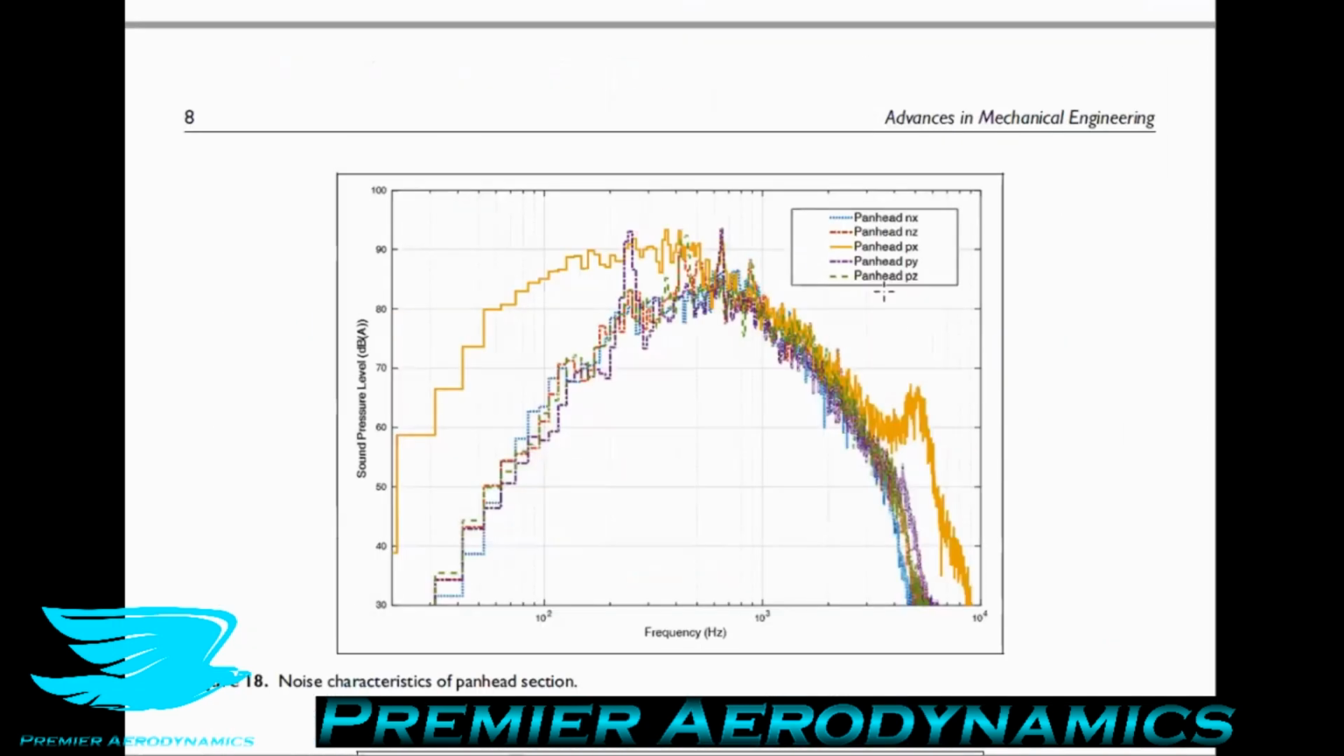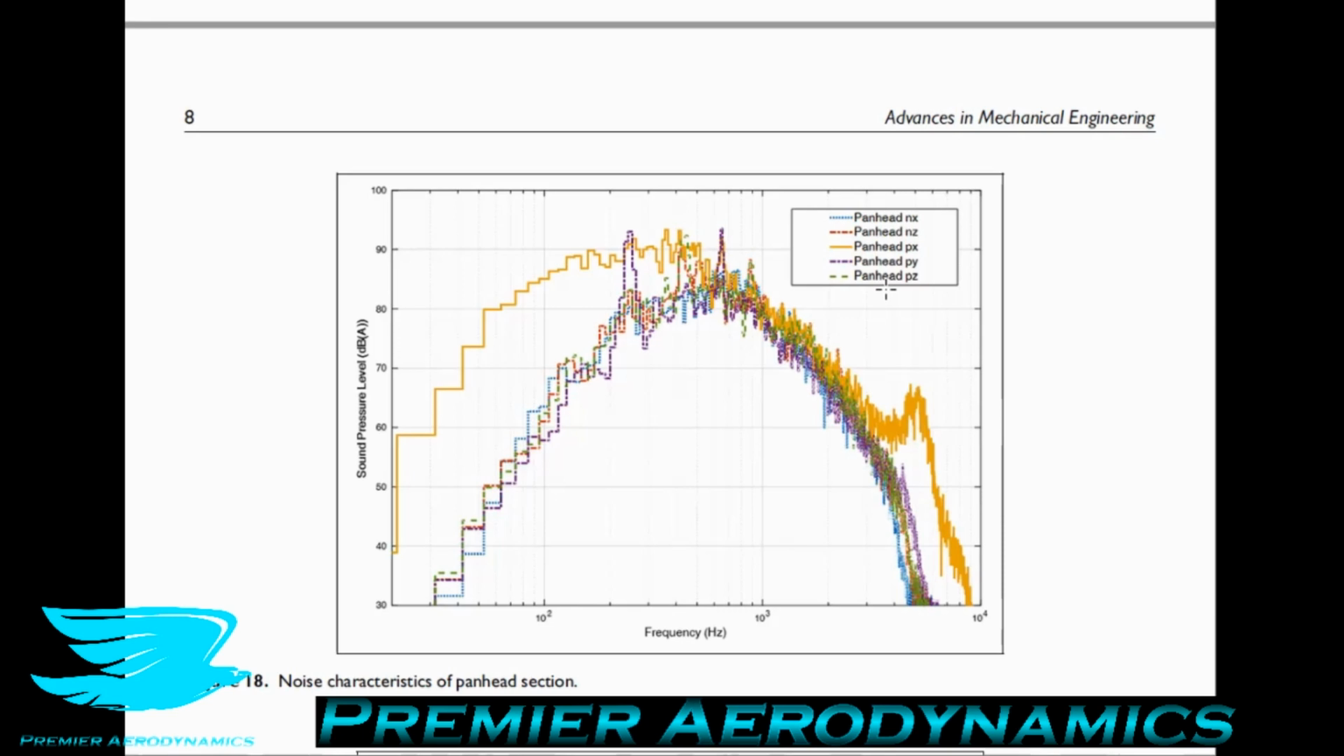In figure 18, they say it was confirmed that the highest noise was generated in almost all frequency ranges from 20 to 10,000 hertz. So they have figure 18 here, which has the sound pressure level in dBA, which we covered earlier was weighted for human hearing. The frequency ranges from 20 hertz up to 10,000. The pan head itself with all different directions have different noise propagation. For example, in the PY direction, which is upwards, there is a lot more noise at low frequencies than any of the other directions.